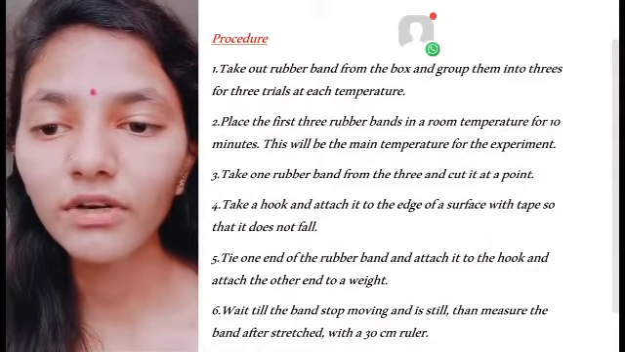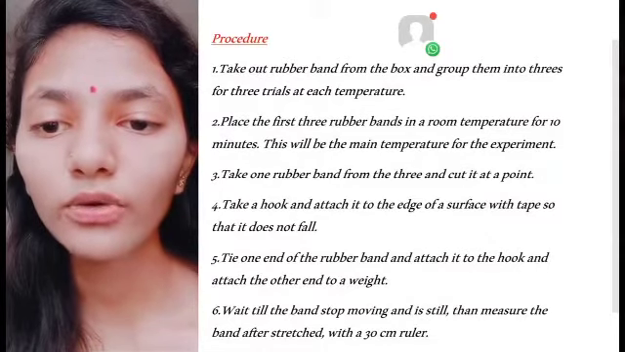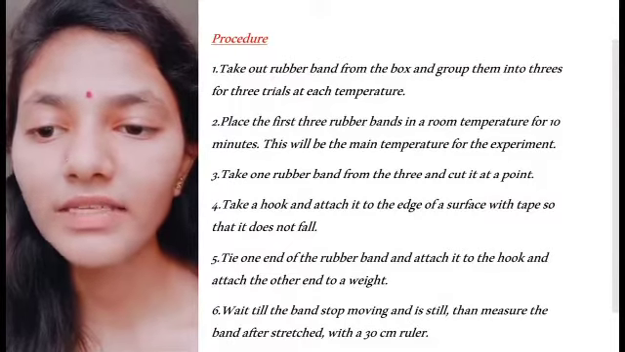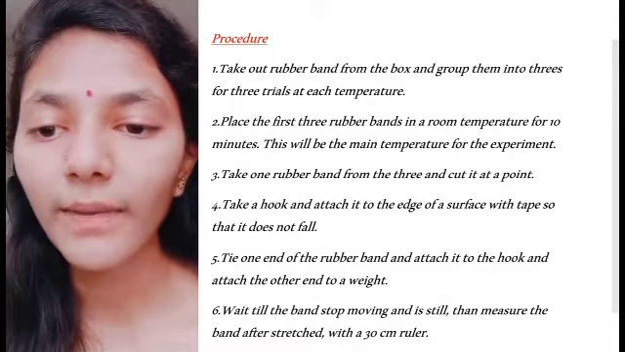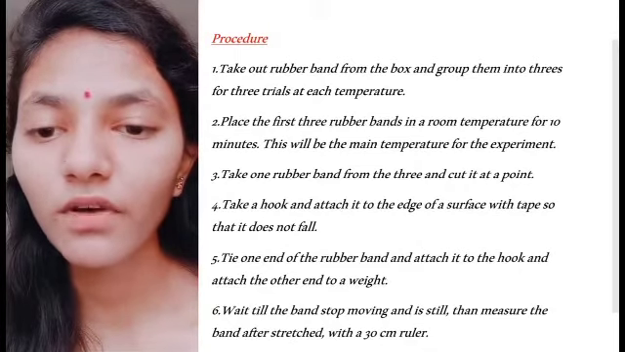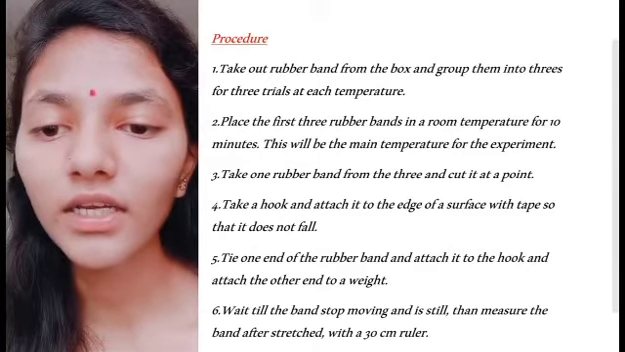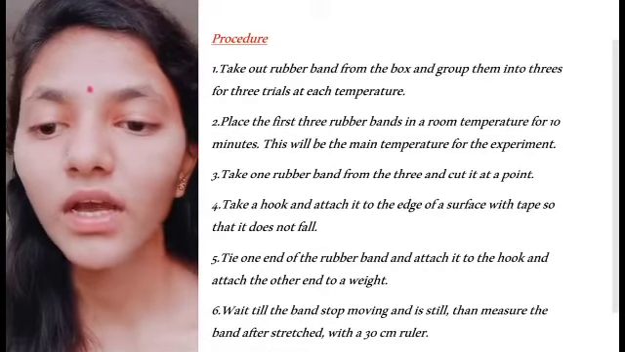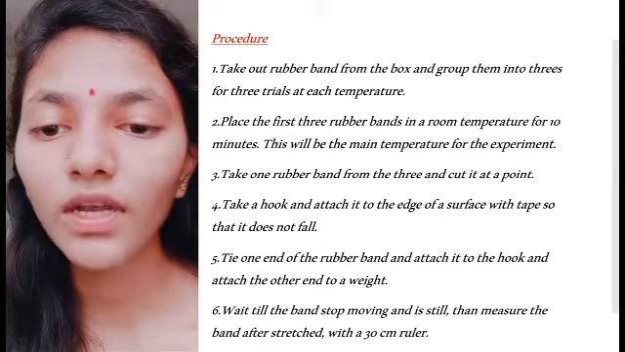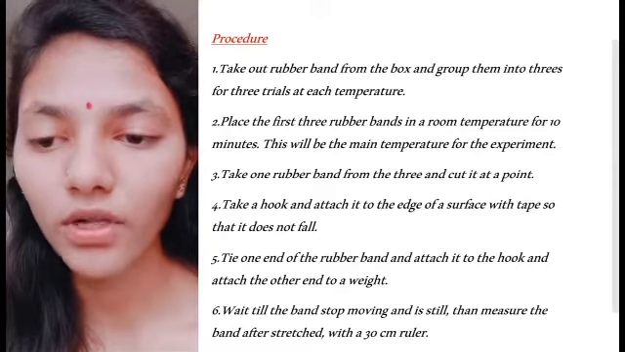First, take out rubber bands from the box and group them into 3 for 3 trials at each temperature. Second, place the first 3 rubber bands at room temperature for 10 minutes. This will be the main temperature for the experiment. Third, take out a rubber band from the 3 and cut it at a point. Fourth, take a hook and attach its edges to a surface with tape so that it does not fall.